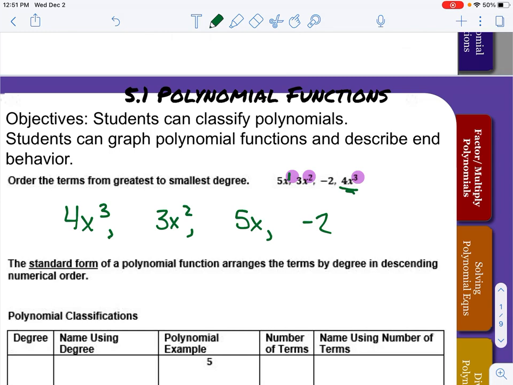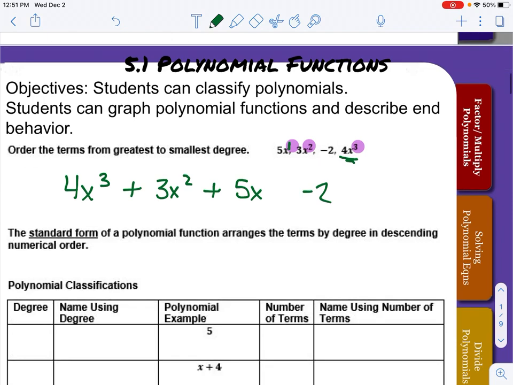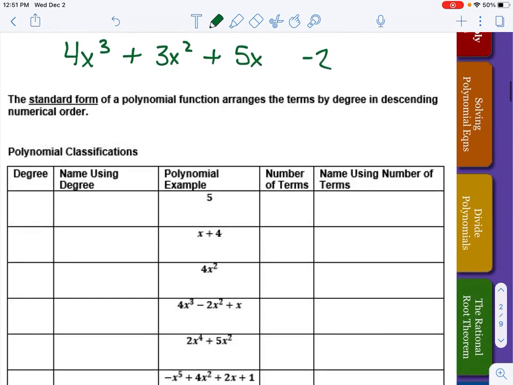So now, the standard form of a polynomial function arranges the terms by degree in descending order. So if we go ahead and switch these out to addition symbols, we have a polynomial in standard form because the degrees are in descending order.